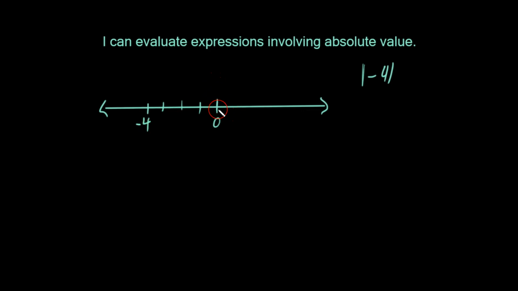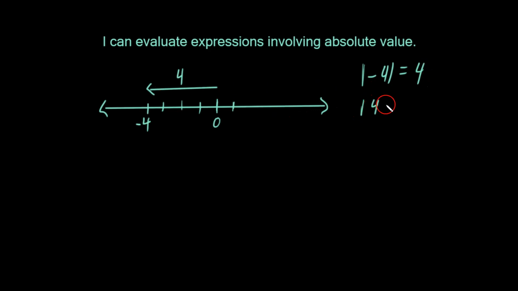Well, the absolute value is a number's distance from 0. So let's draw an arrow from 0 to -4. So the distance from -4 to 0 is just 4. So the absolute value of -4 is 4. Its distance from 0 is 4.